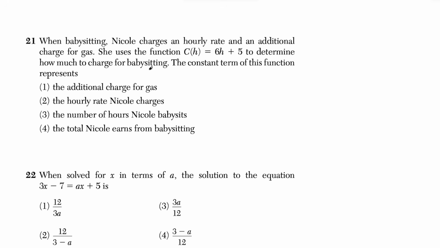Question 21, when babysitting, Nicole charges an hourly rate and an additional charge for gas. She uses the function c of h equals 6h plus 5 to determine how much to charge for babysitting. The constant term of this function represents. So for this one, I always think of the equation y equals mx plus b. Anytime I'm dealing with a question like this, m is the slope, but in word problems, this is the rate. Okay, so the rate goes here. B is the fixed amount or the initial amount.